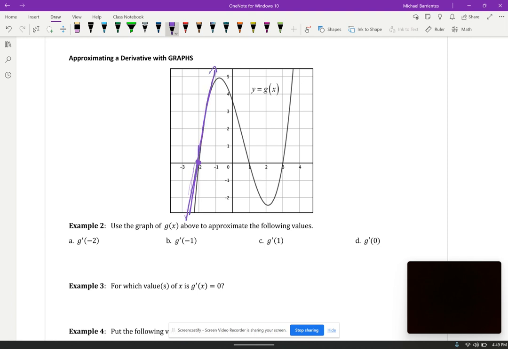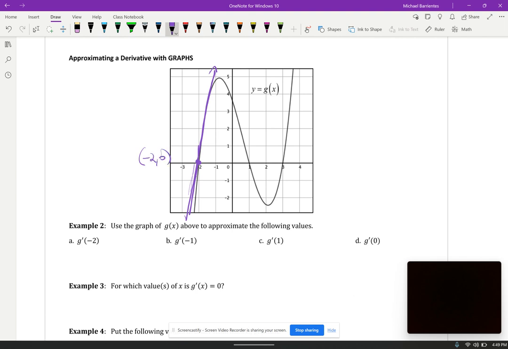Would that line be a good approximation? Oh no, I dropped my mouse. Would that line be a good approximation? Maybe, right? And so what we're going to do is pick points on that purple line. So I definitely have one point that I know for sure. That's (-2, 0).